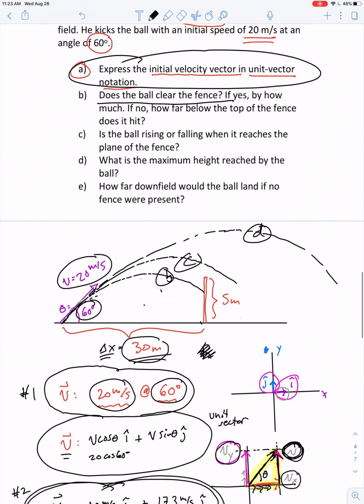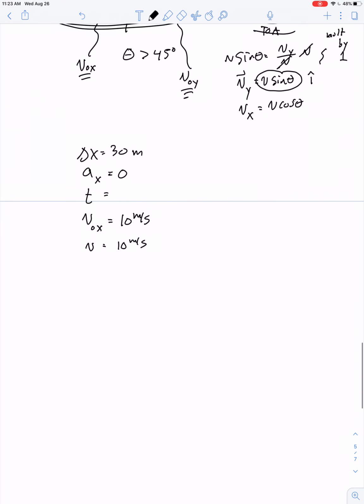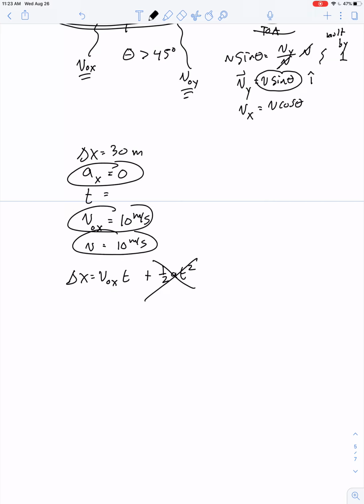So delta x equals v naught x times t plus, I'm going to say 1/2 at squared, but then immediately cross that out because the acceleration is 0. And because the acceleration is 0, that's why the initial and final speeds are one and the same. So it's just the dirt equation once again. Distance equals rate times time.